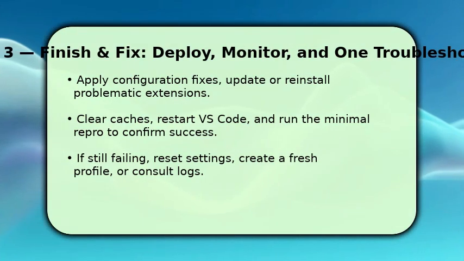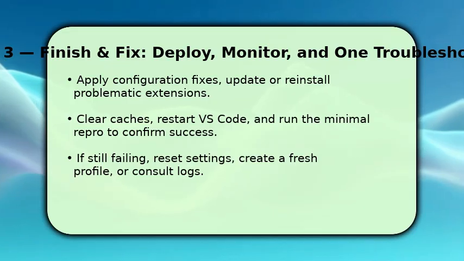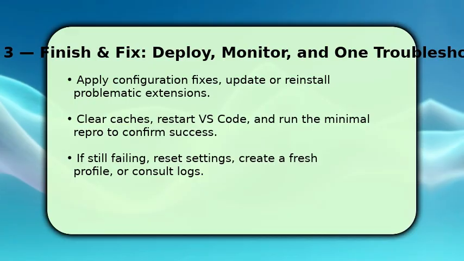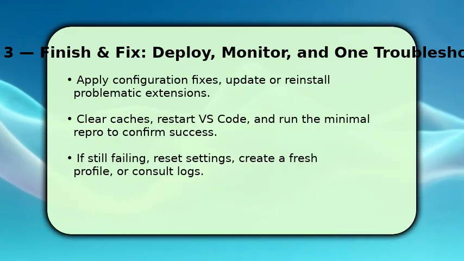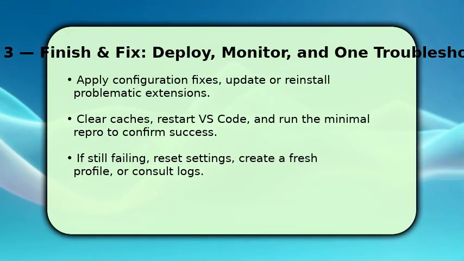Finish by applying the configuration fixes you identified. Correct launch and workspace paths, update or reinstall any problematic extensions, and commit changes to settings. Then clear caches and restart VS Code. Once restarted, run the minimal repro to confirm the issue is resolved.